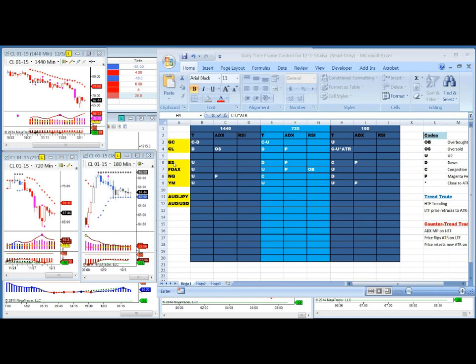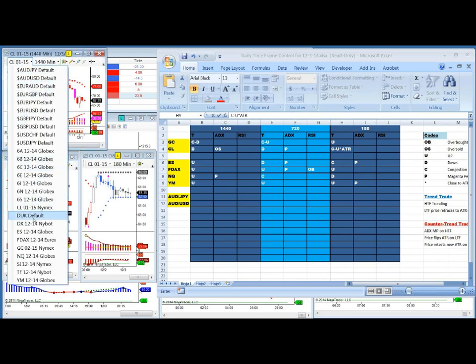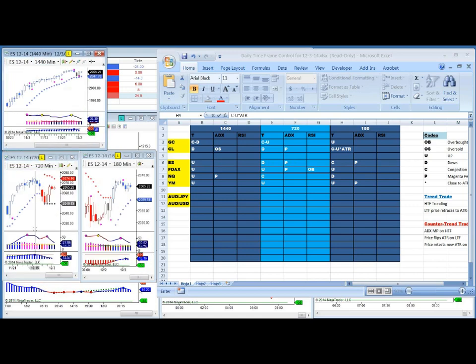All right, let's go look at the ES. It's uptrend, downtrend, peak is retracing, congestion, peak is retracing. Understand that? Let's go look at it. Let's see if it's right. ATR alert.